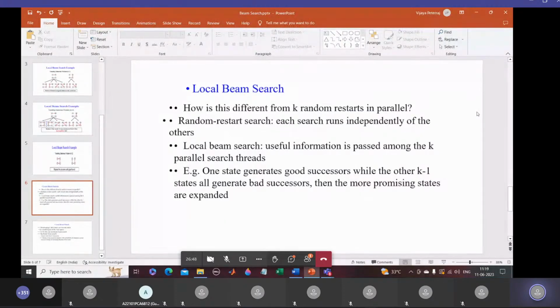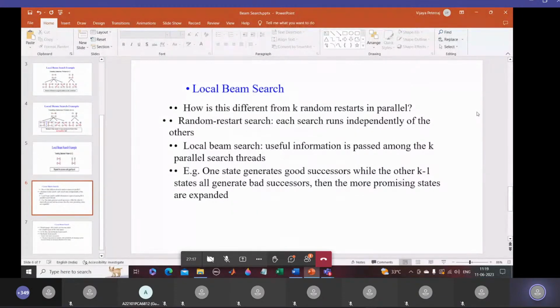They're language independent algorithms, like deep learning and neural networks. The system can perform repetitive tasks efficiently. In local beam, useful information has to be passed among the parent circuits, because when you have a state, that state will generate a successor and the other will generate a bad successor. Then they will eliminate the bad successor, and the promising node that has to be expanded, the one giving a good successor, can be expanded. Need not write a new code every time; whatever is existing, minor modifications can be done.